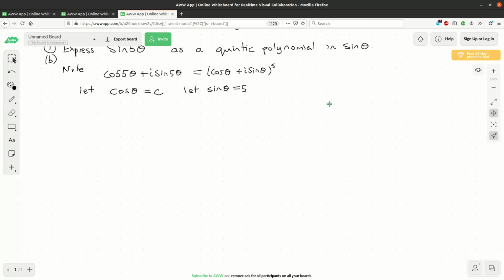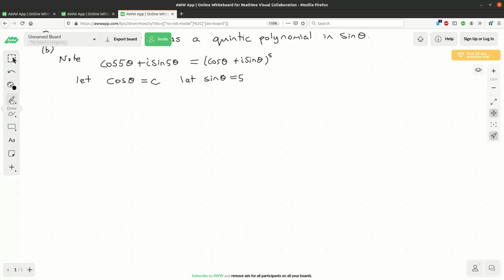I'm just scrolling down the screen because we're about to do a lot of algebra. Now, I can use a binomial expansion on the right-hand side there. Let's just call it c plus is. They often refer to this as cis notation. It's very common. So you've got c plus is to the power of 5, and we're going to use binomial expansions.